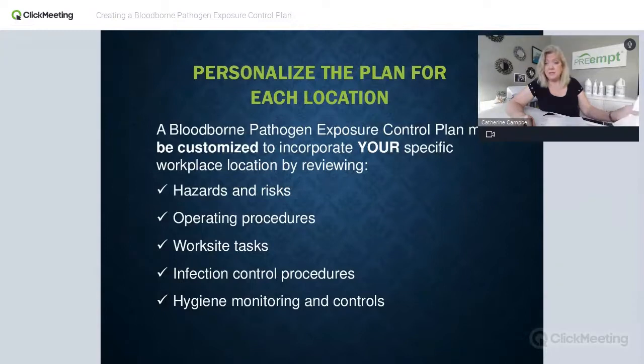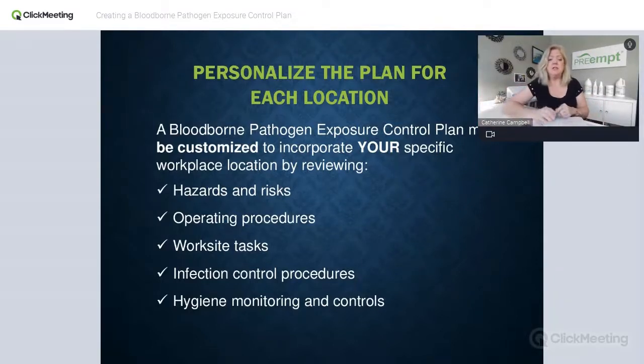Now, the plan has to be written for each specific location. So, for example, if you're an owner of a chain spa, each location must have its own bloodborne pathogen exposure control plan. If you are a distributor and you're educating, for example, microblading, and you're going to offer microblading at more than one location, you have to write a plan for each location.